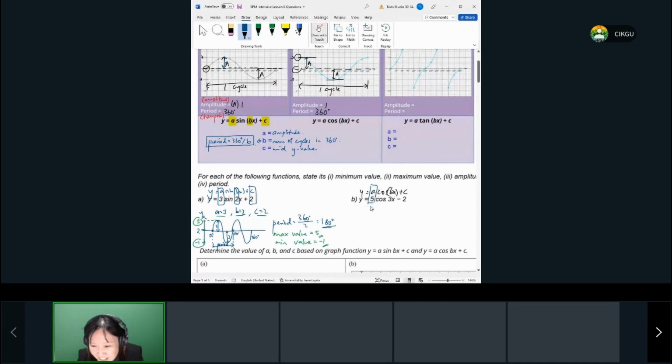Okay, so A is 5, B is 3. So C, okay guys, the C is supposed to be plus C, right? But this one is a -2, so make sure you put in the negative as well, -2. Without the negative, you will get the wrong answer.